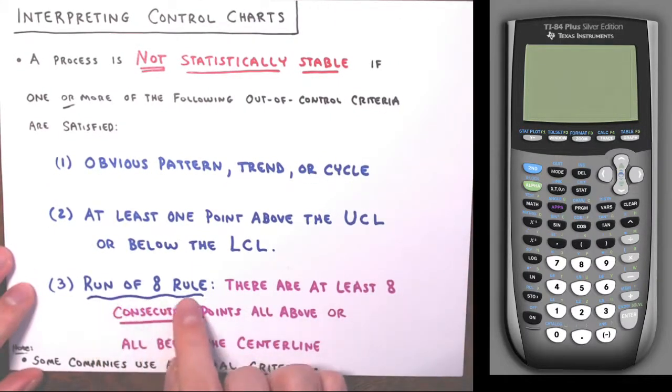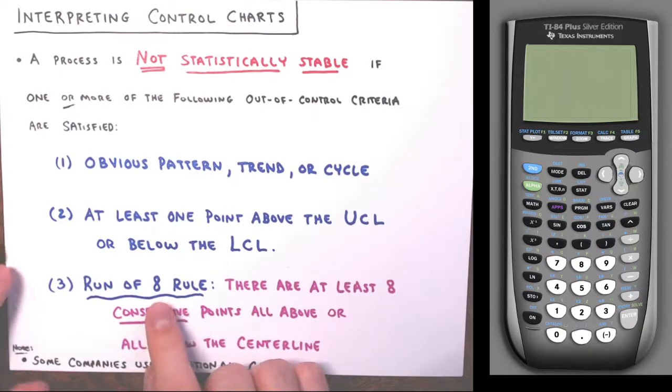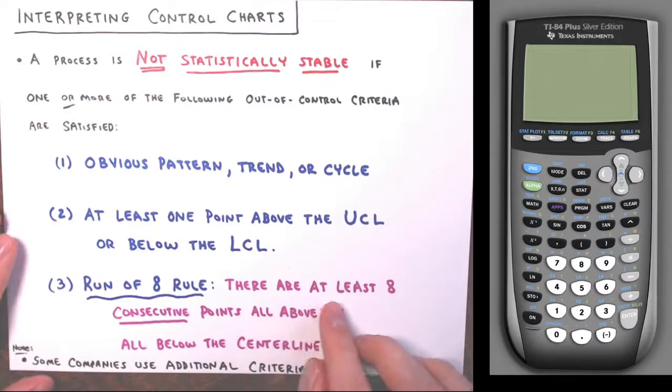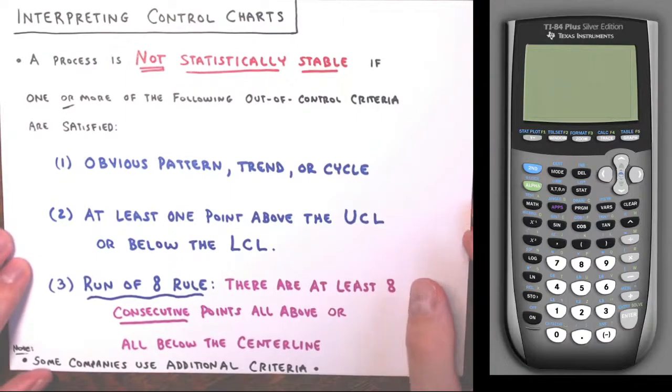And then the last one here, the run of 8 rule. As I've mentioned in previous videos, I've seen run of 7 in some books, but the book I'm referring to here uses the run of 8 rule. So if there are at least 8 consecutive points all above the center line, or at least 8 consecutive points all below the center line, we'll determine that the process is unstable.